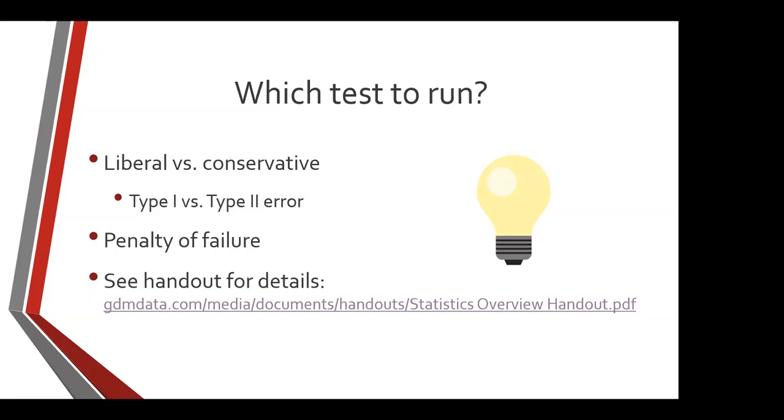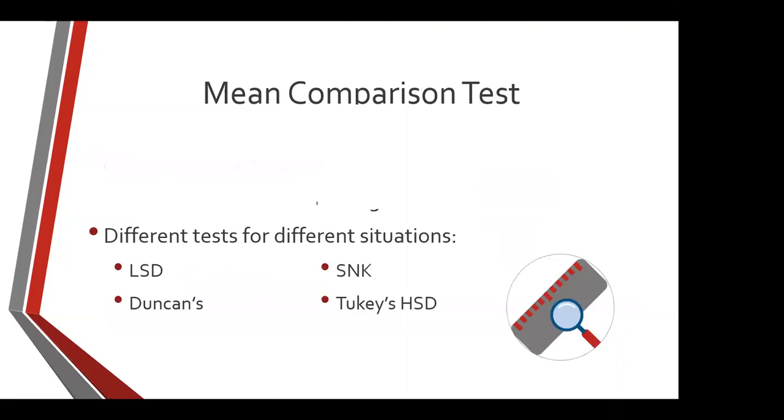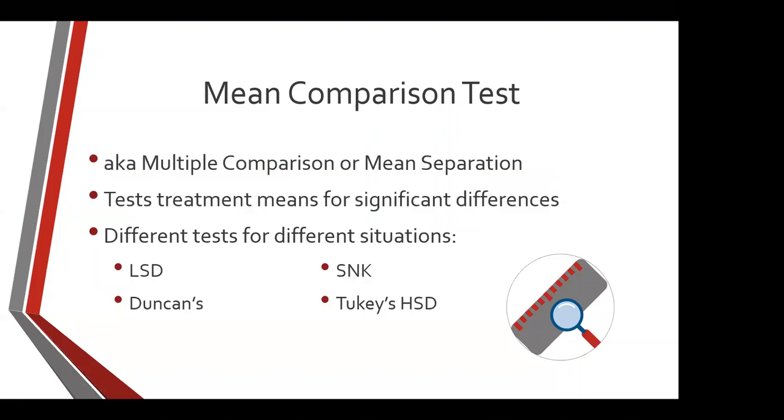Thanks, Terry confirmed that, so thank you. So LSD and then Duncan and then SNK and then Tukey is the order. So the most liberal would be LSD and then Duncan's, and SNK and Tukey's would be on that second half of more conservative. So thank you for confirming that.